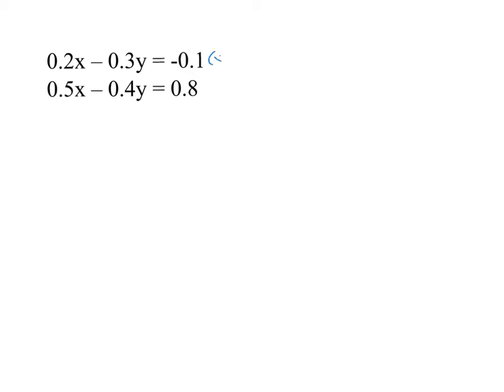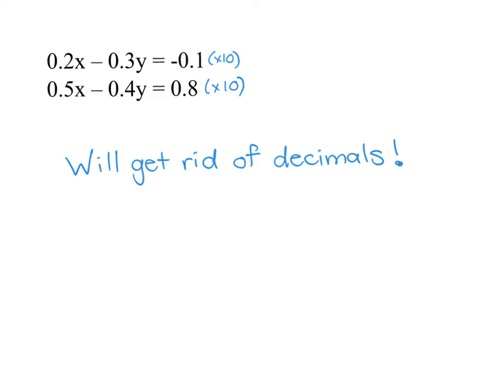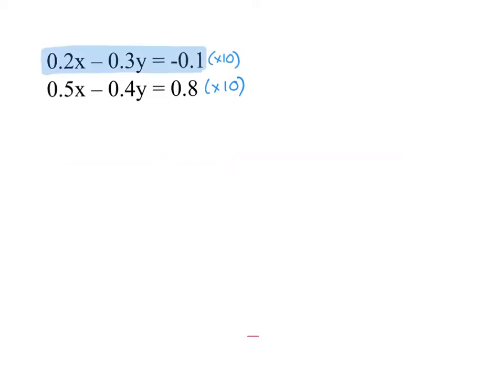Okay, so what you're going to do, you're going to multiply the first equation by 10 and the second equation also by 10. That will actually get rid of the decimals. So I'm going to start off with the first equation and multiply that all by 10. So equation number 1, 0.2x times 10 is 2x. Now negative 0.3y times 10 is negative 3y. And then negative 0.1 times 10 is negative 1.